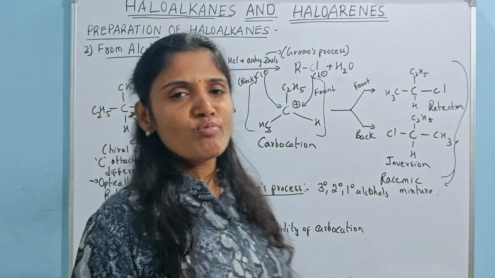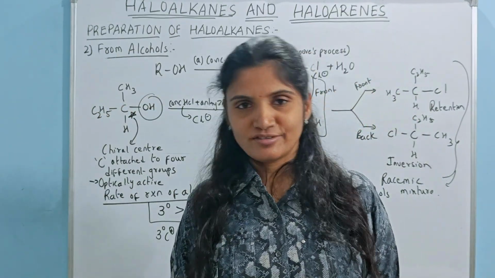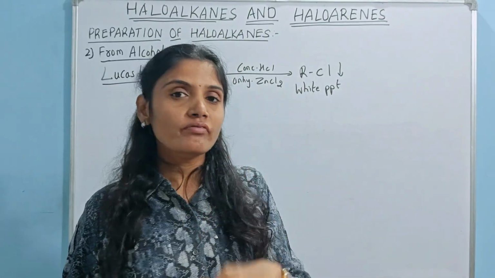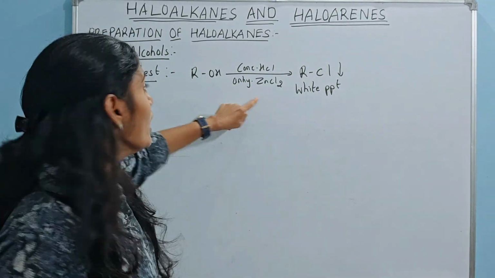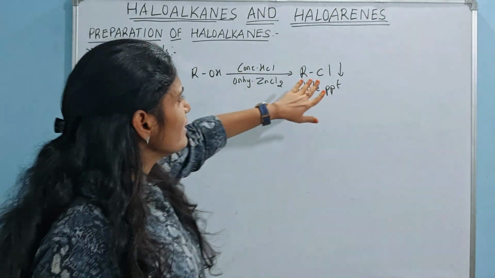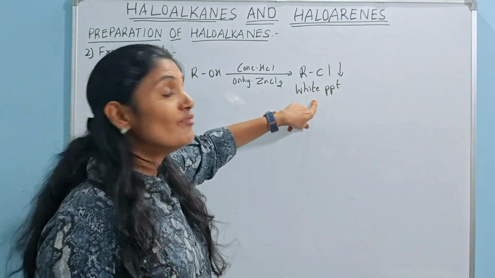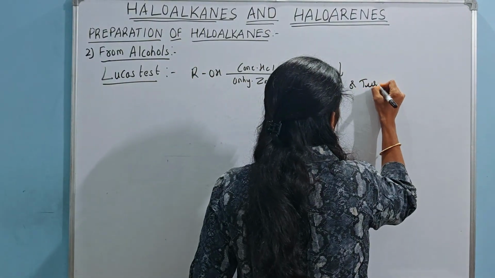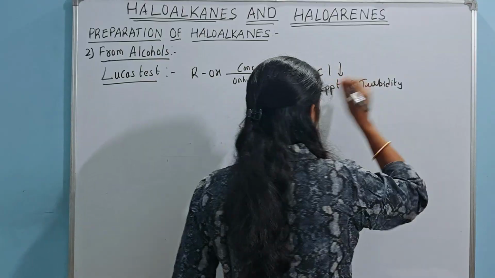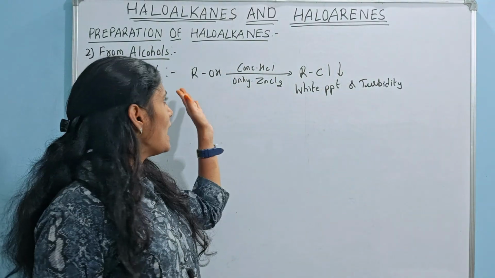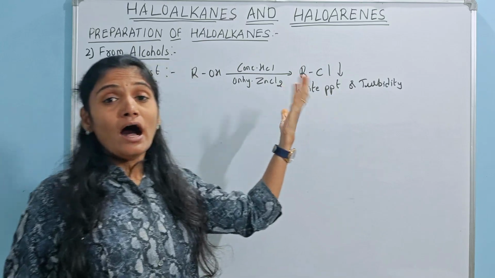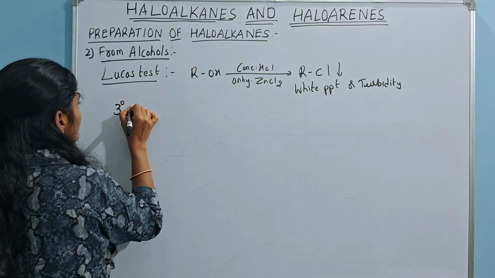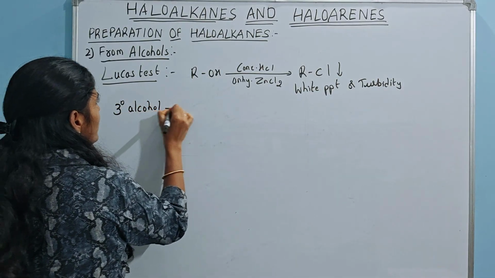Let us see now under the special side heading, which is your Lucas test. As I told you, tertiary, secondary, and primary alcohols react at a different rate with the Lucas reagent. Now alcohols, when they react with Lucas reagent, give RCl. And this RCl is a white PPT, or you can also call it turbidity. The white PPT formation will take place when alcohols react with Lucas reagent, because whatever RCl is formed, it is a white PPT. Now let us see how different alcohols react to Lucas reagent.